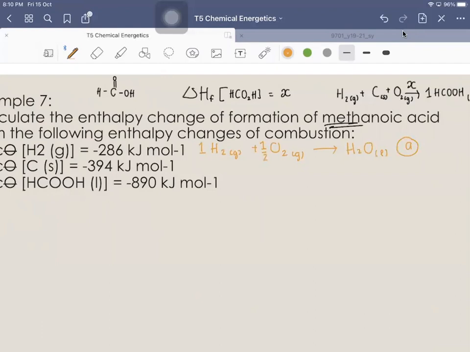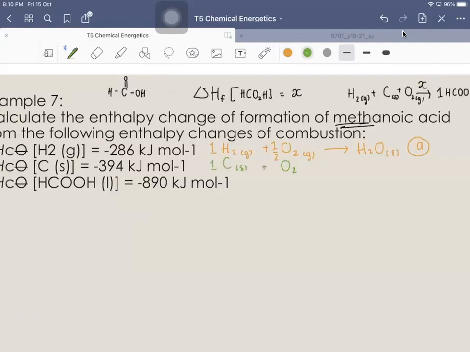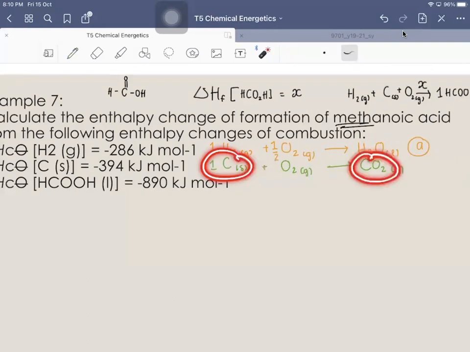Next is the enthalpy change of combustion of carbon. So that means I am burning 1 mole of carbon solid in excess oxygen gas to form, again, carbon plus oxygen, you would expect carbon dioxide gas. So I cannot change the number of moles of my products. So the next thing to do is just to balance the number of moles of oxygen, and it happens to be balanced. So 1 mole of oxygen, and this is now equation B, and equation B has a value of -394 kilojoules per mole.